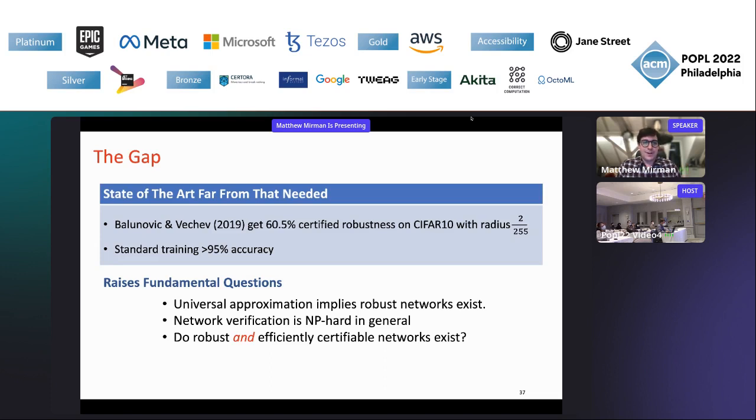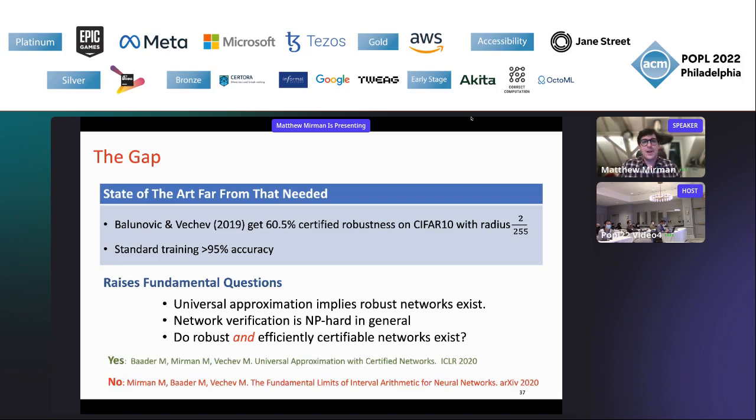Now we know neural network verification is NP-hard in general, so it's not really good enough just to say that we can prove that it's robust with SMT, because for CIFAR-10, you might not be able to use SMT to create a network that gets 95% accuracy there. So we want robust and efficiently certifiable networks. As it turns out, we have two possible answers to this question. We can create networks that are universal approximators and are certifiably robust with interval.